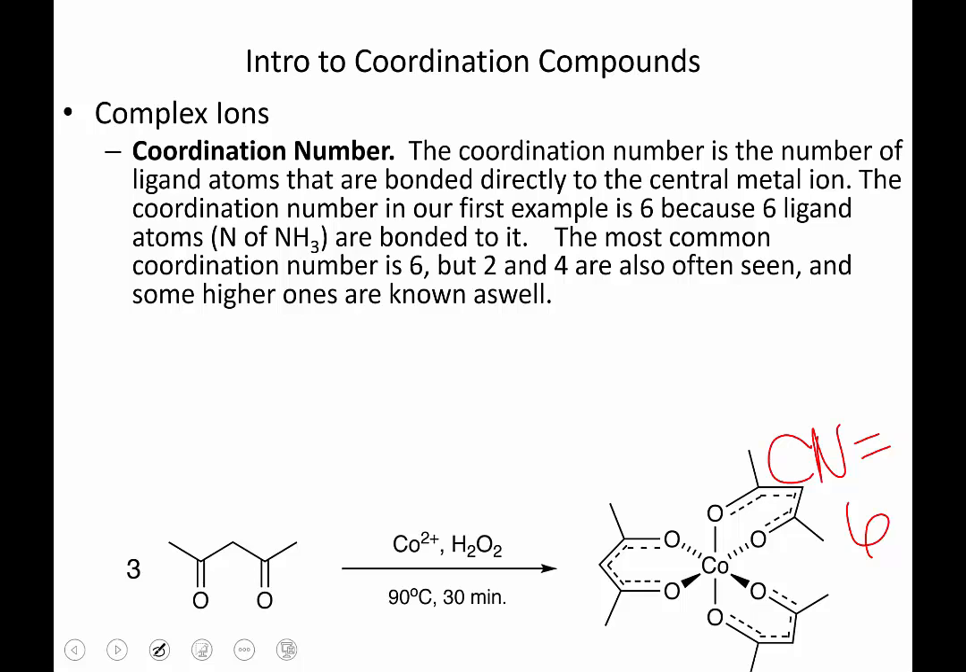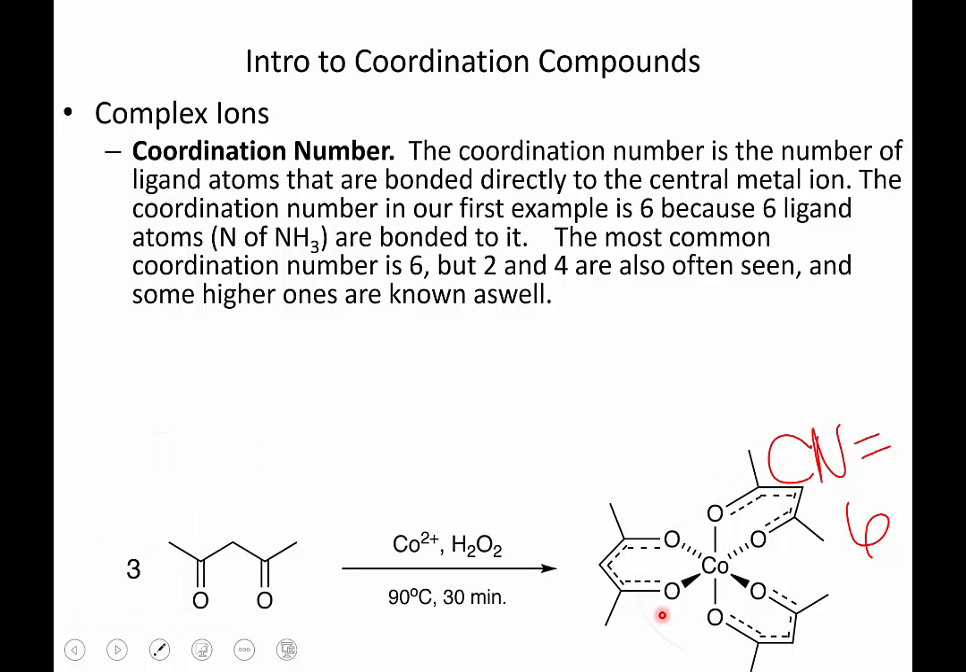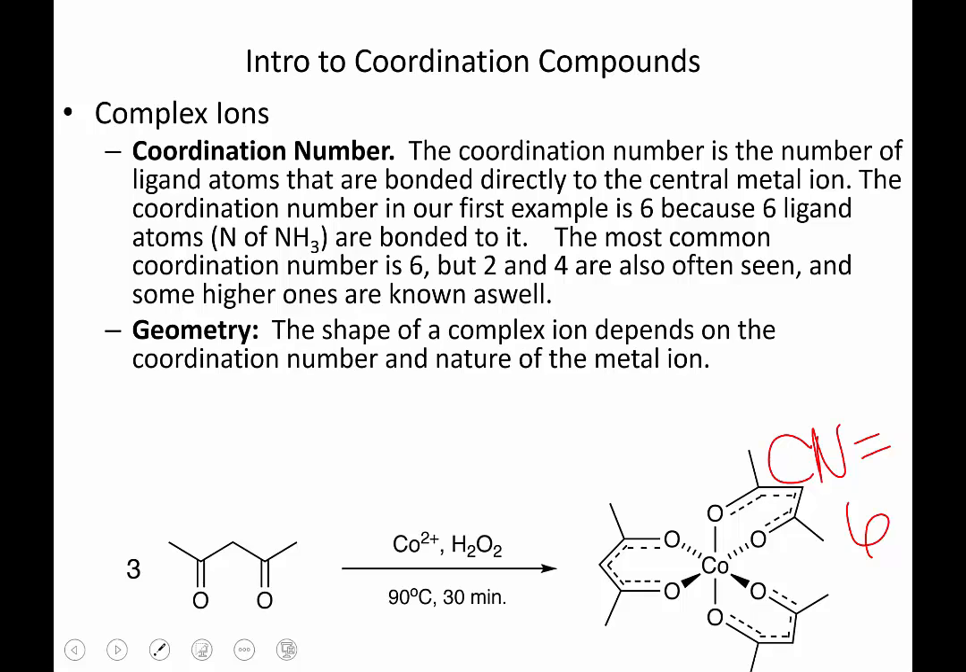I think this ACAC example is a good example because the coordination number doesn't tell you the number of ligands, it tells you the number of atoms bound to the central metal ion. For cobalt ACAC, you only have 3 ligands bound, but you have a coordination number of 6. A coordination number of 6 is what we call an octahedral complex, and that's the most common coordination number, but you'll also see coordination numbers of 2 and 4.